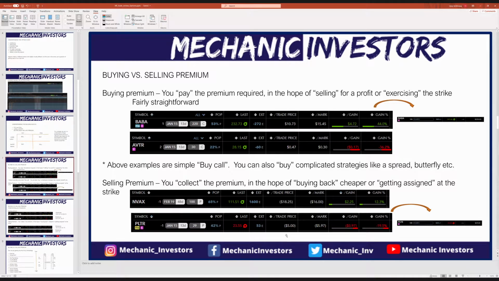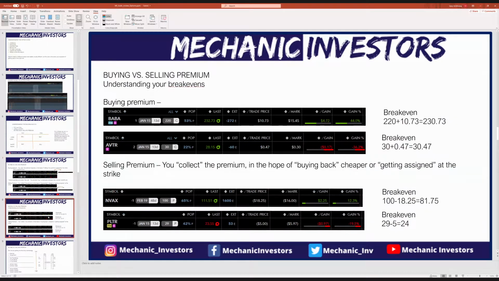And you got paid for that risk, right? So I was assigned, this is called an assignment, I was assigned 100 shares of PLTR. So now I own 100 shares of PLTR, which was assigned to me at $29. But my break even is actually 24. We will talk about that in the next slide, okay? So these are two examples of what can happen when you buy a call or when you sell, buy premium or sell premium. All right, next one, next slide.